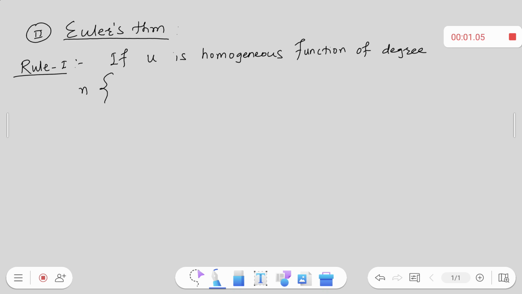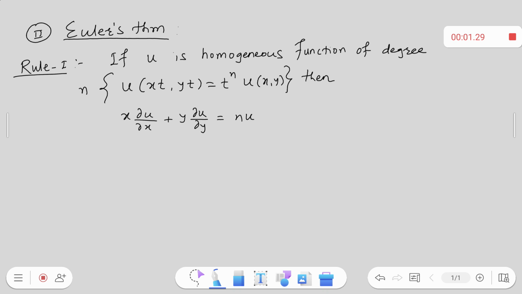That is, u of xt, yt is equal to some power of t into the function itself, u, as a function of two variables. Then x del u by del x plus y del u by del y is equal to n into u, where n is the degree of the homogeneous function. This is the first order.